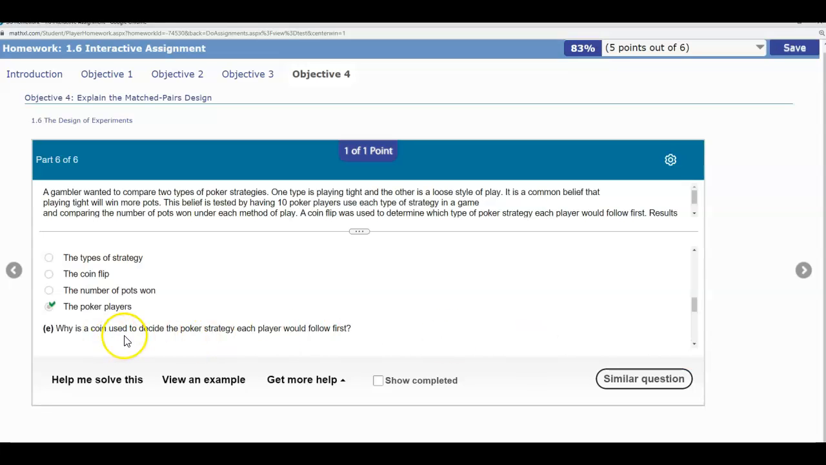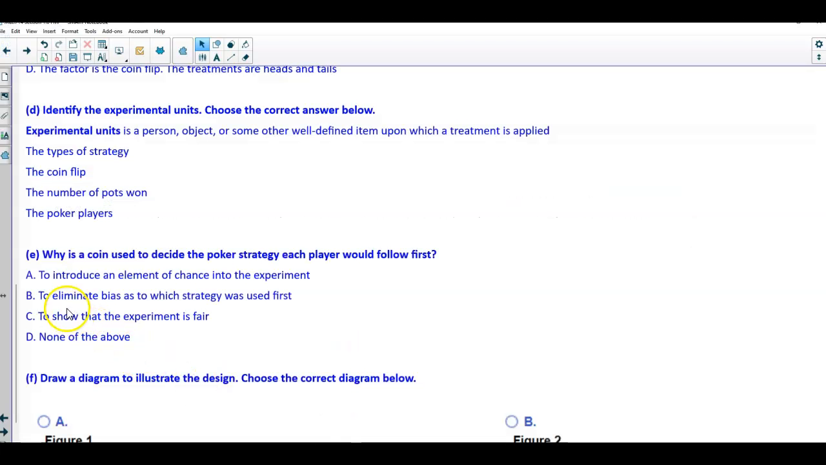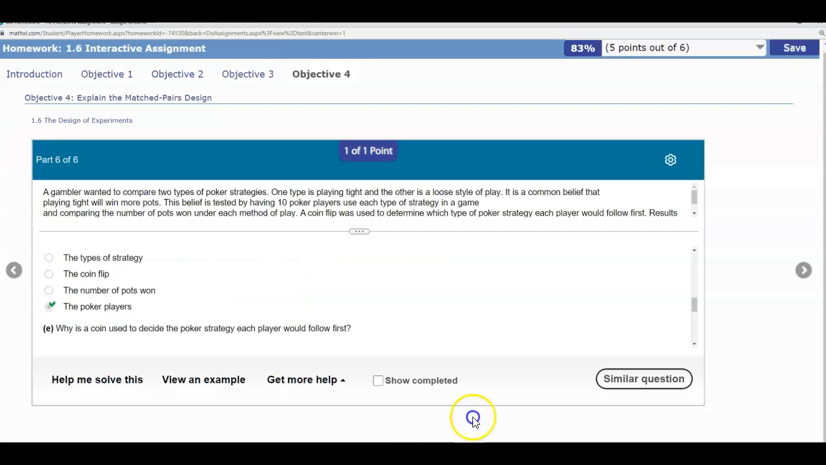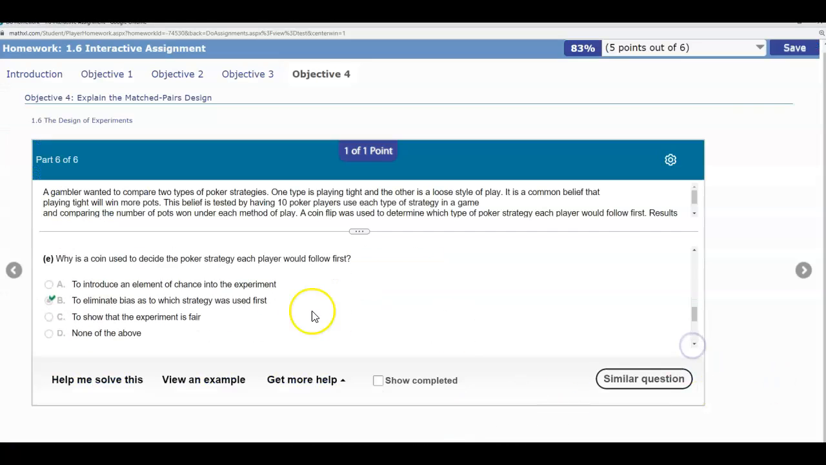Part E, why is a coin used to decide the poker strategy each player would follow first? Well, the options are to introduce an element of chance into the experiment, to eliminate bias as to which strategy was used first, to show that the experiment is fair, or none of the above. In this case, we want to eliminate bias as to which strategy was used first. So therefore, the answer is B, to eliminate bias as to which strategy was used first.